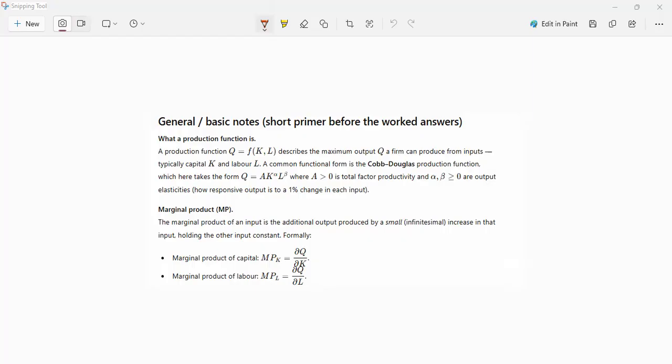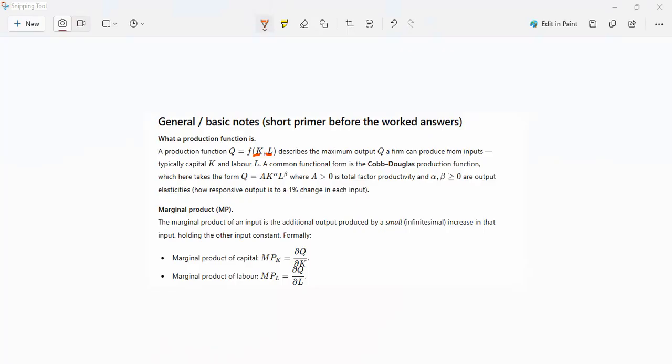Production simply shows the maximum quantity Q that can be produced using inputs such as capital, K, and labor, L. K stands for machinery and capital, and L stands for the labor units. In this case, labor units will look at human skills, the time, and the human effort.